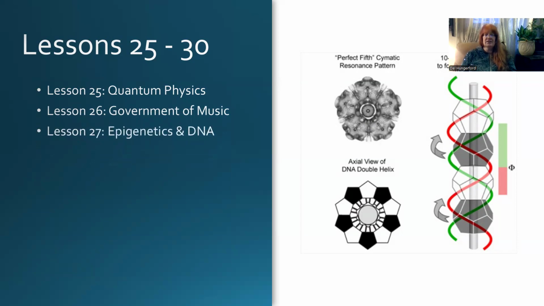Lesson 27 is about epigenetics and your DNA. And epigenetics is where we carry our memories and things from our ancestors, and we can override and overwrite the epigenetics in our system, which will change our DNA. And lesson 28 is all about consciousness. This is where your thoughts and your intentions really come into play.